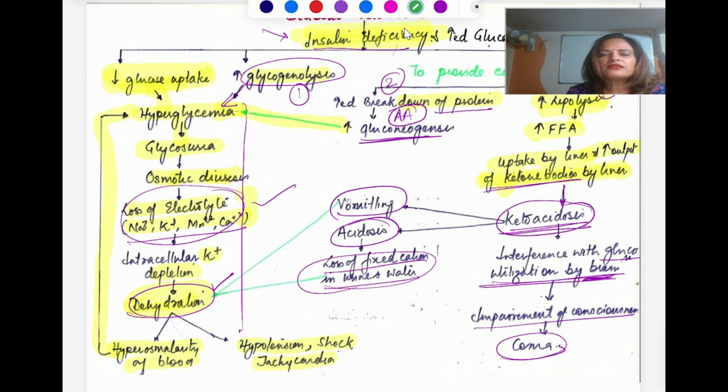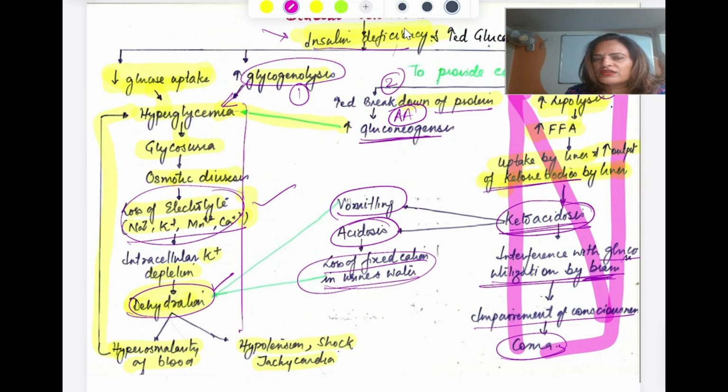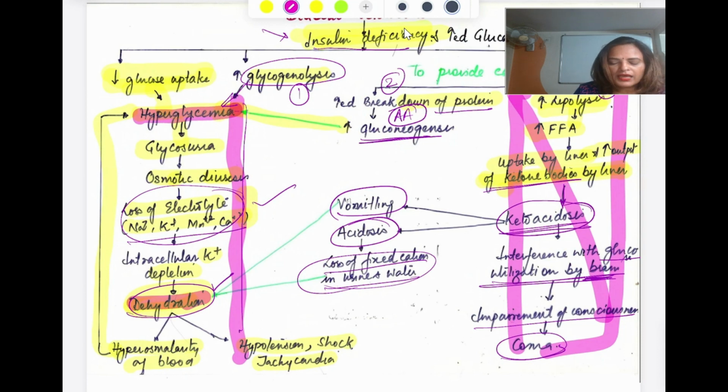So what happens in hyperosmolar? This part, this lipolysis, is not seen, because there is never a complete deficiency of insulin. But yes, this part will be there. So important here is that dehydration will be there, hyperglycemia will be there, and because of that hyperosmolarity of the blood will be there. So we are going to put the patient on regular insulin.